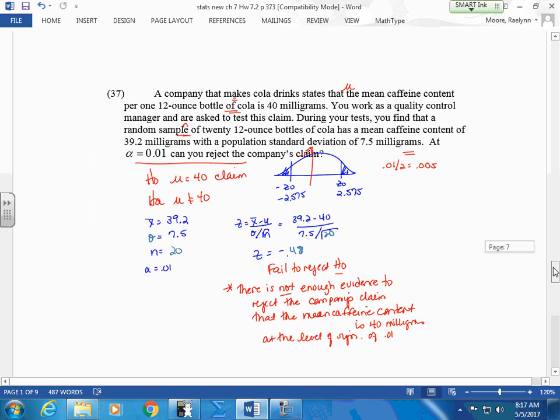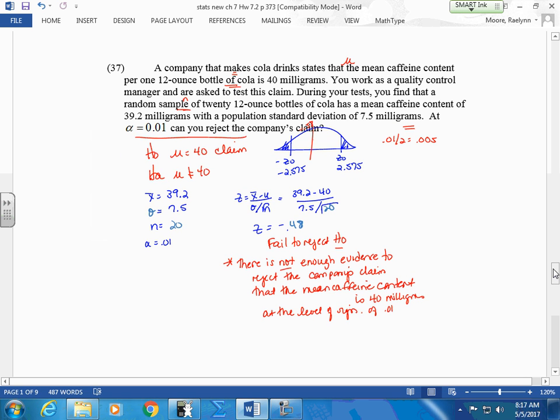All right, so now, a company that makes Coca-Cola drinks states that the mean caffeine content is 40 milligrams. So 40 milligrams, that's your claim. You identify that as your H0. Your HA is the not equal to. Remember, the not equal to has an open circle and two arrows going out on your number line. So that's where your two tails come from. So it has two tails.